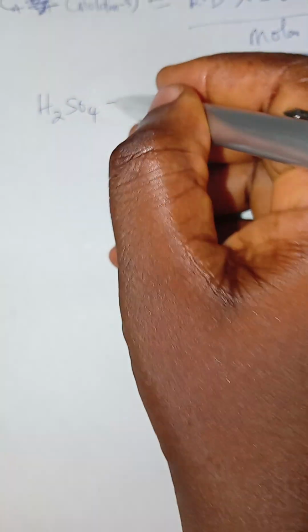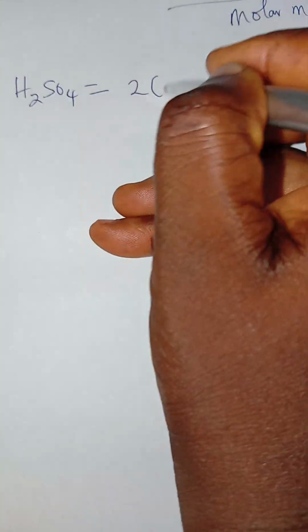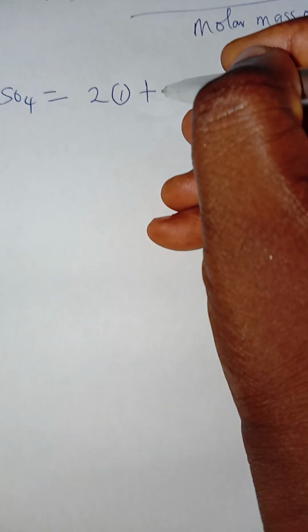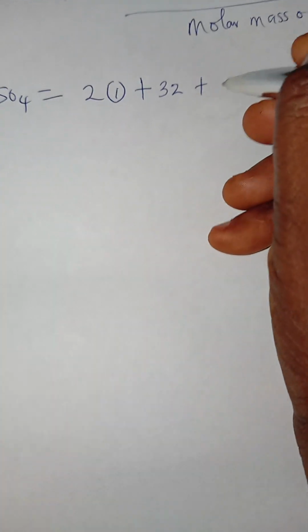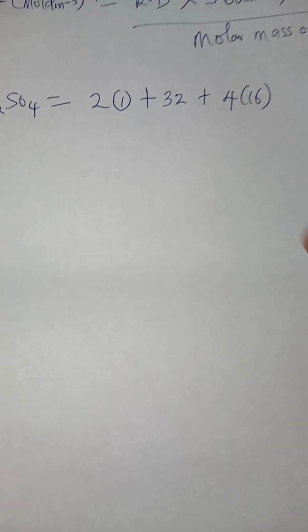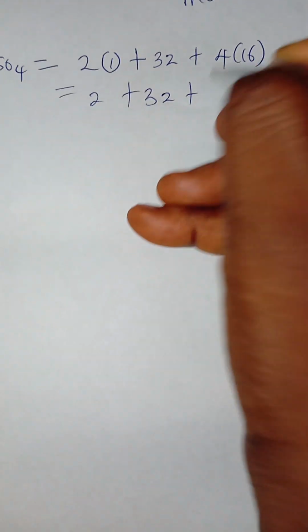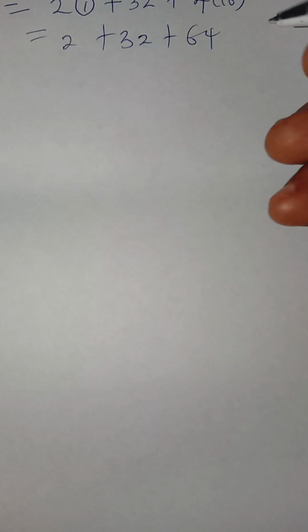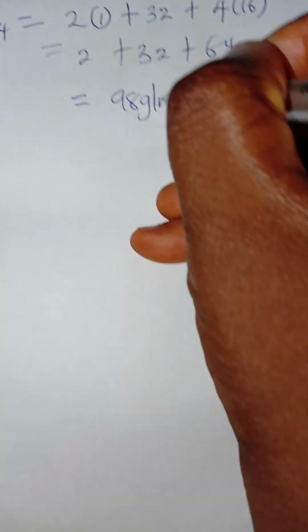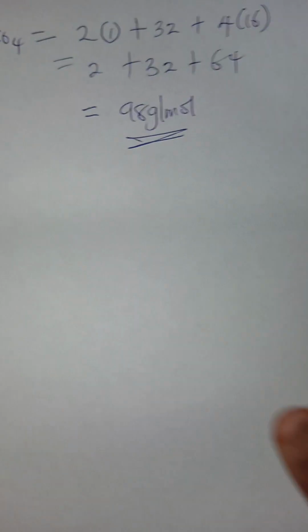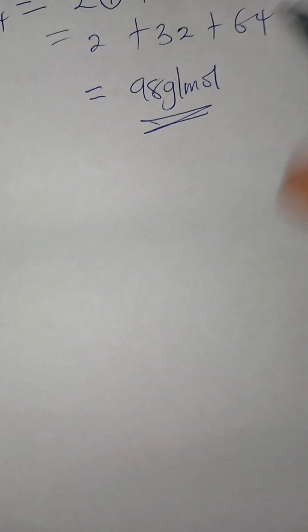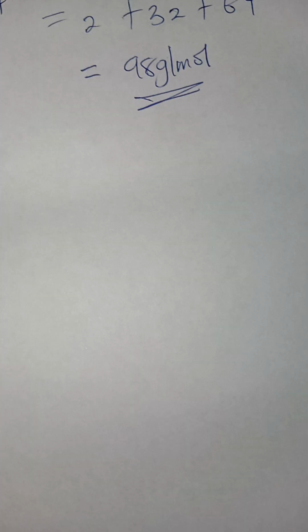Okay, so quickly, let's get the molar mass of the acid. We know how to calculate it already. We have 2 multiplied by 1, sulfur is 32 and oxygen is 16, so 16 times 4. So 2 plus 32 plus 64 should give us 98 gram per mole. 98 gram per mole is the molar mass of the acid.